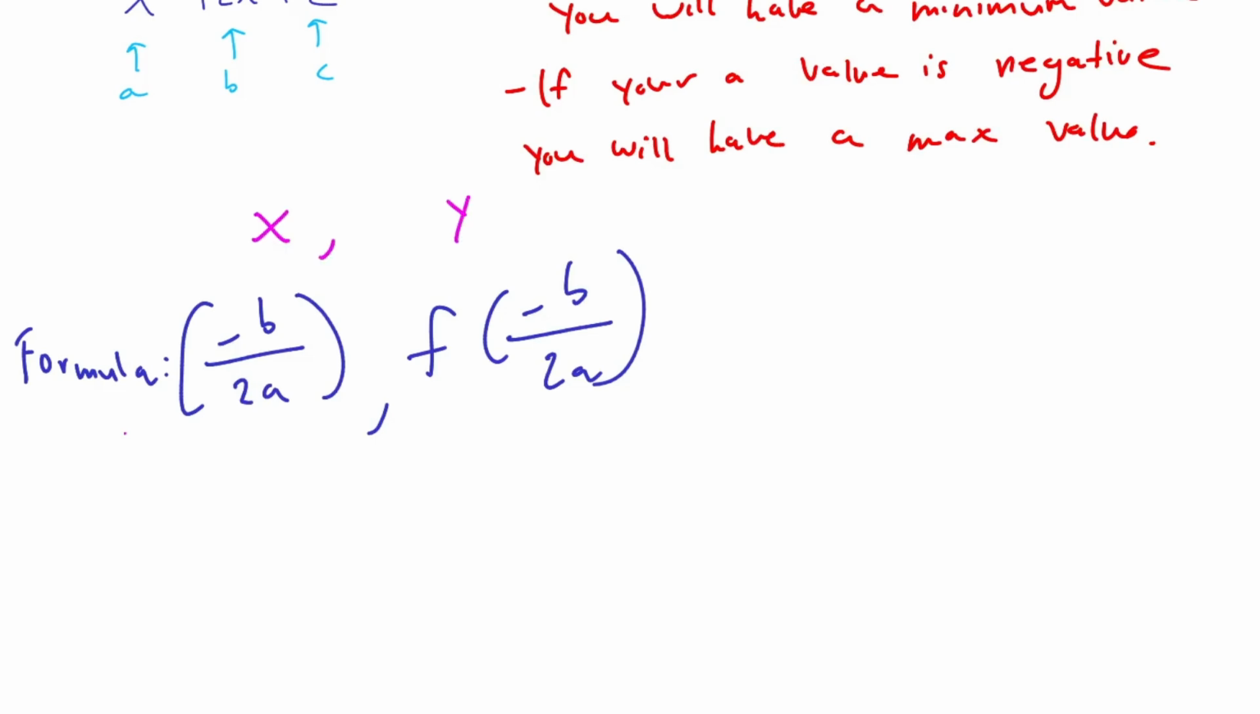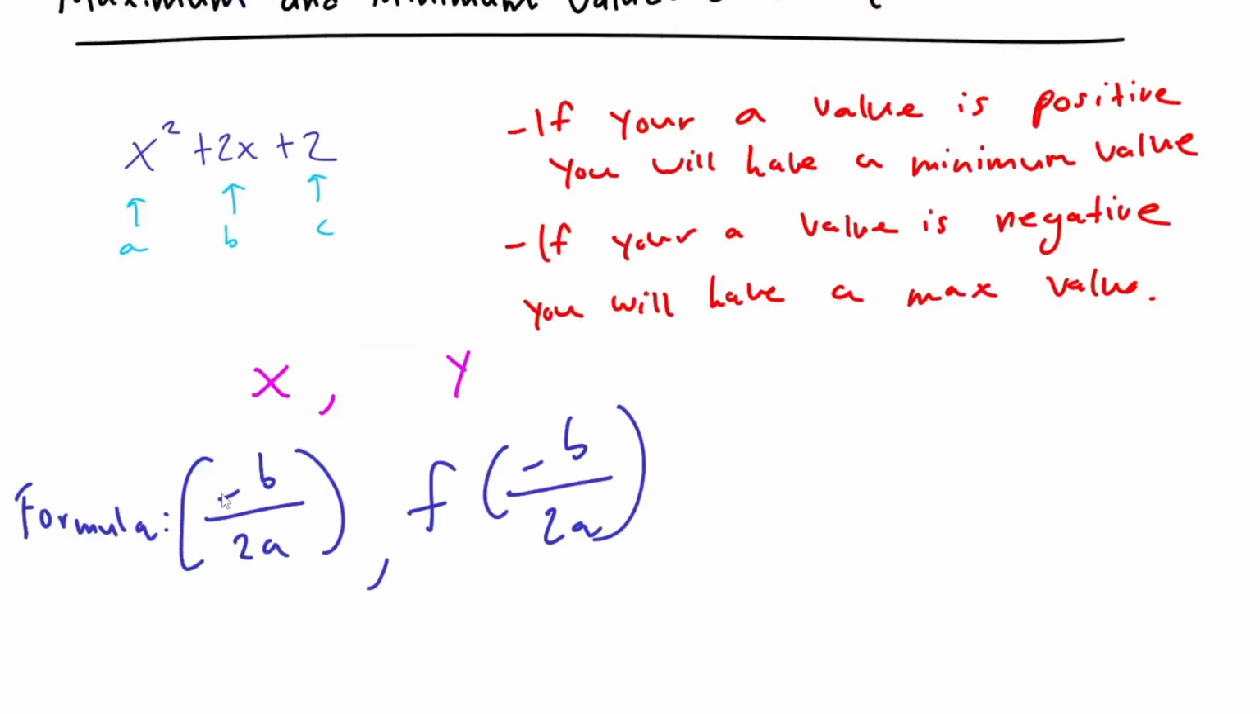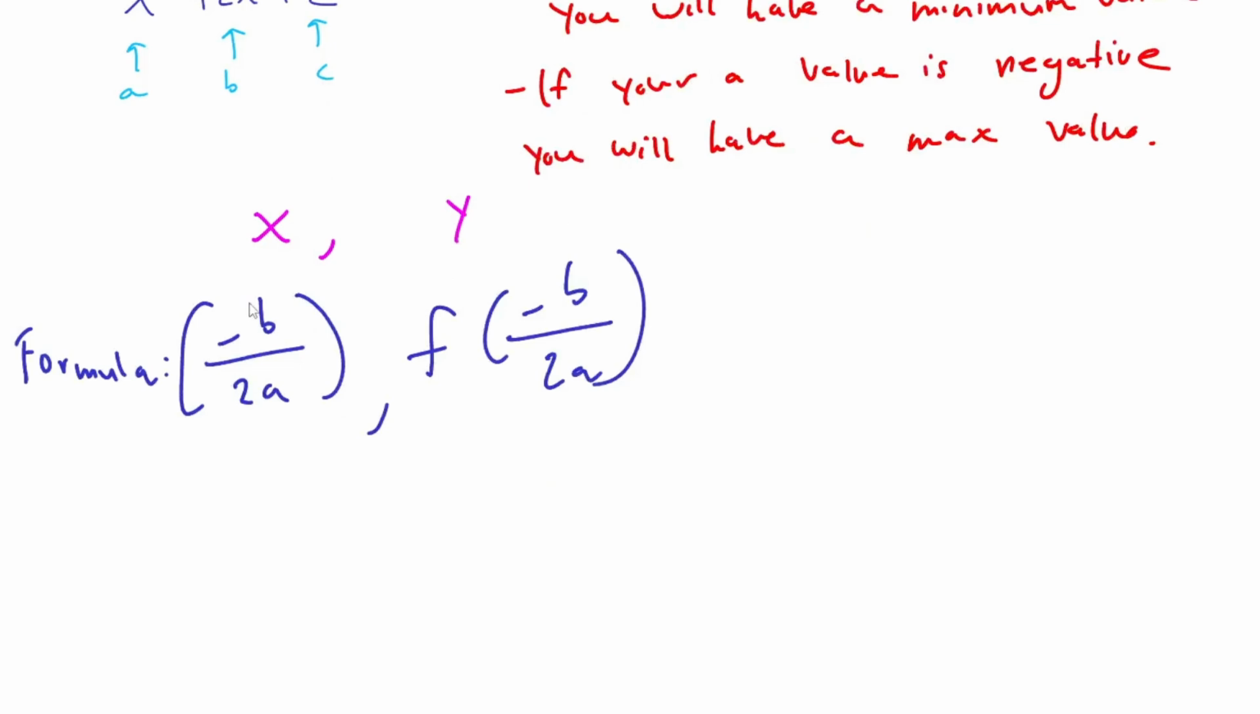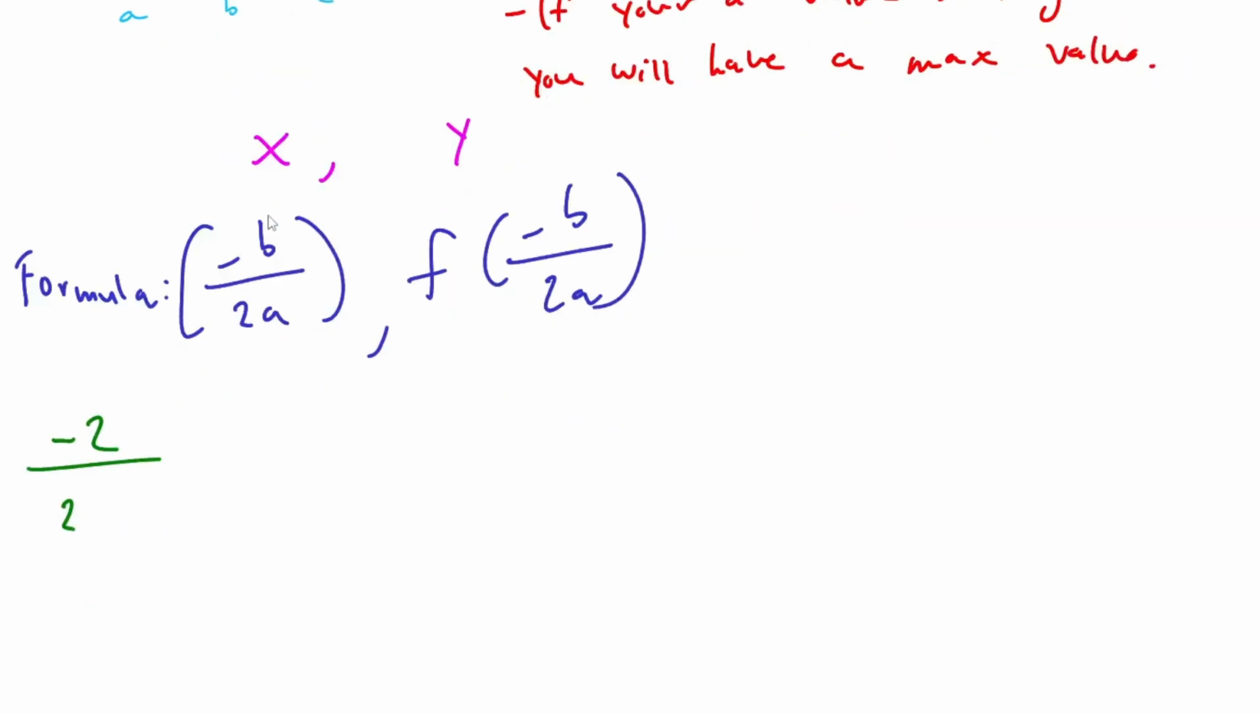Let's do it for this question over here. My b value is 2 in this case. So it's going to be minus 2 over 2 times your value of a, which is 1. Let's just calculate our x value here. Minus 2 over 2 is basically just minus 1. So we found our x value.